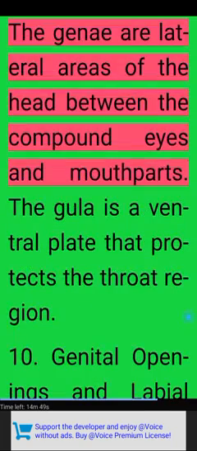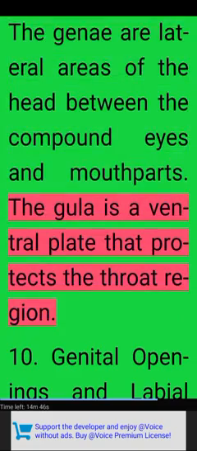9. Genae and gula. The genae are lateral areas of the head between the compound eyes and mouthparts. The gula is a ventral plate that protects the throat region.